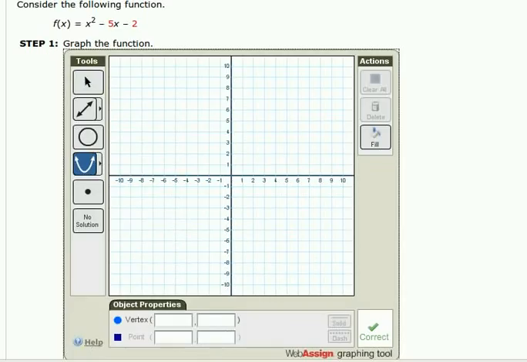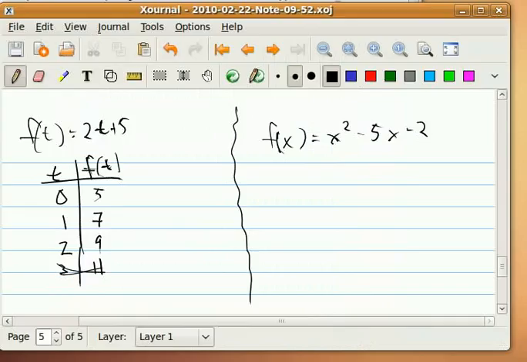Okay, so let's go back to the paper here. Here's my function. Where is the vertex? Well, you can find this on the calculator, but you might remember this formula from algebra. It's called the vertex formula. Negative b over 2a, comma, f of negative b over 2a. Okay, negative b over 2a is the trick here.